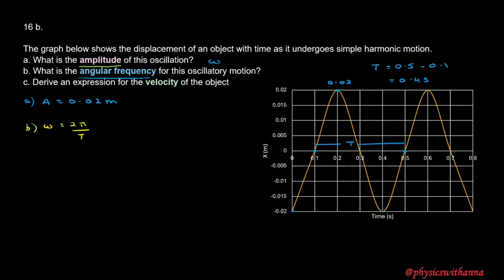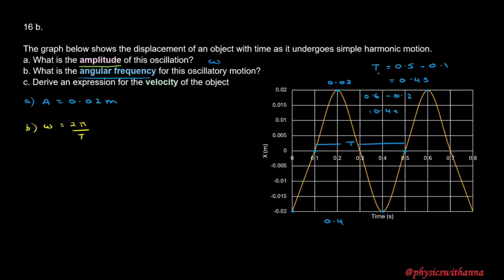So you can take any two consecutive points, like I can take the first negative peak and the next consecutive negative peak. You will notice the time difference between them will also be the time period T, which is again 0.4. And you can do the same thing with the consecutive positive peaks. So I take the first positive peak and go to the next positive peak and take the time difference. So it is 0.6 minus 0.2. That will again give me 0.4 seconds.